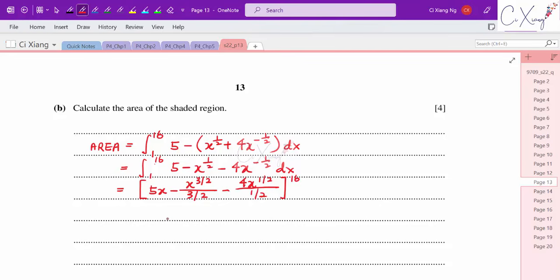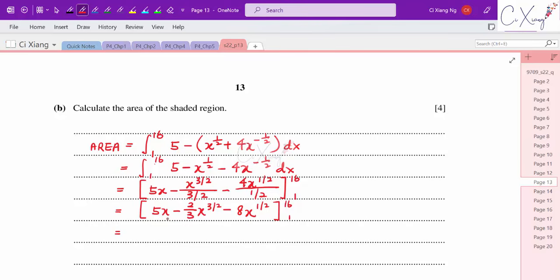Okay, then I will want to substitute my limits 16 and 1 into the x later. Before I substitute the limits inside, what I prefer to do is simplify everything first. So 4 divided by half, you'll get an 8. Then I'm having 16 and 1.